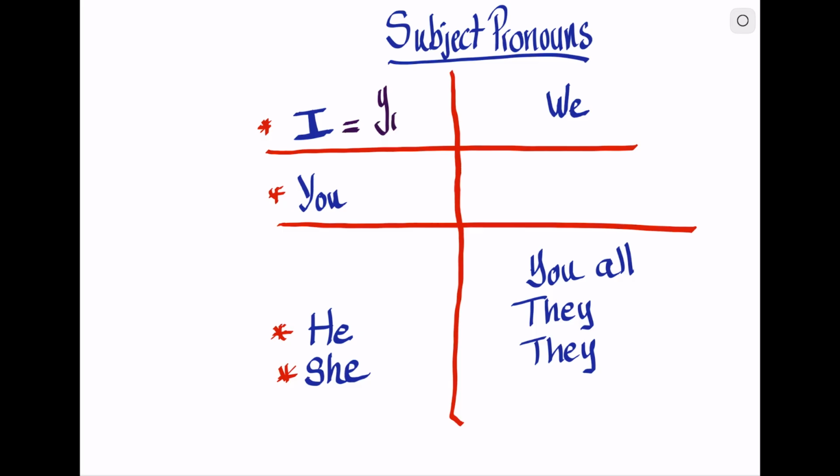I in Spanish is yo. You in Spanish is tú. Make sure you put the accent mark. It's the little line on top of the U. He in Spanish is él. Again, little line on the E. She is ella.